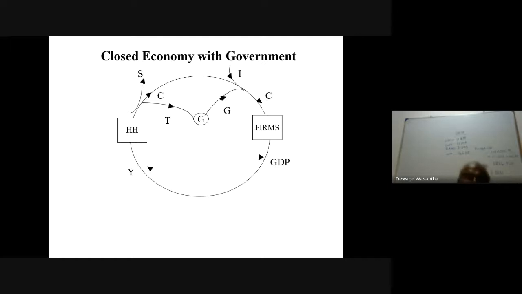Number one, lump sum taxes. Lump sum taxes mean that irrespective of your income, whether you are getting 1 million or 100,000 or 500,000, the government gets some fixed value as a tax. Let's say 5,000. Everybody in the tax bracket has to pay 5,000. Whether you are rich or poor, rich company or poor company, 5,000.